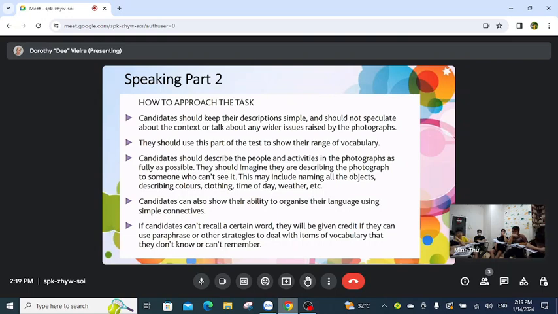Okay? Example, I can use two simple sentences. I can say, the girl is in the kitchen. One sentence. She is making a cake.